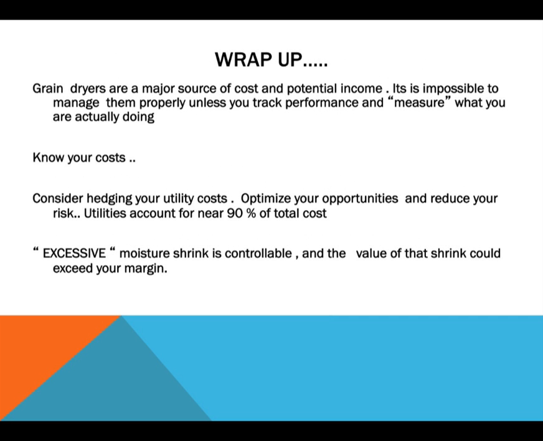So grain dryers, on my wrap-up, are a major source of cost and potential income. But you really need to be able to measure what's going on. You need to know what's coming out of your dryer so you can determine whether or not you're even charging enough to cover your costs. And maybe in the final analysis, your market conditions don't allow you to cover it, but you should at least know what it costs you to operate. Consider hedging your utility costs because it tends to be 90% of the process. And excessive moisture and shrink is controllable, and the value of that shrink could well exceed your margin. Now, these were study questions, but you don't have to answer them.